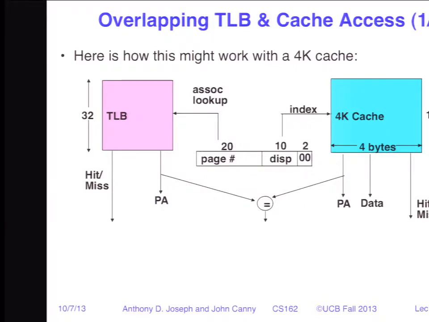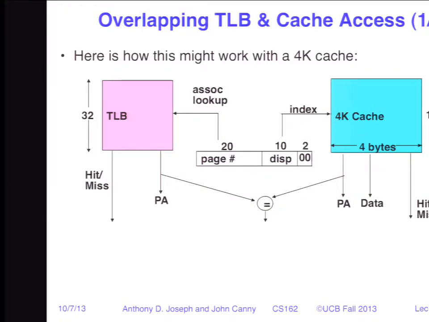Now, once both of those are ready, so we did both of those lookups in parallel, the index lookup on the right and an associative lookup on the left, we can compare those physical addresses. If they match, we get a hit. If they're equal and the data is stored here, we get a hit. And then we can return the data because we could already have done the byte select. So this allows us to do the virtual to physical address translation in parallel with the actual lookup of the byte in the cache with the physical address.